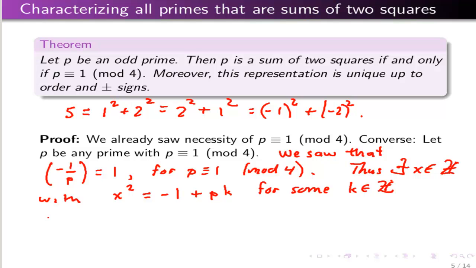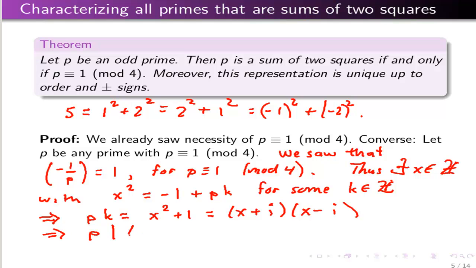And let me rewrite this by saying that p times k equals x squared plus 1. Okay, now here's the key idea. I'm going to jump into the Gaussian integers. In the Gaussian integers, I can factor x squared plus 1 as (x plus i) times (x minus i). And so I've got that p is a divisor of (x plus i) times (x minus i).